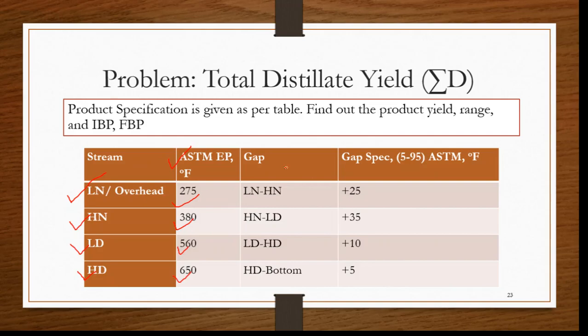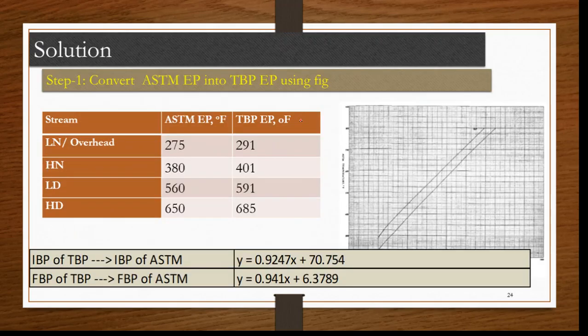Then the next information is a 5-95 gap. This value is also given between the two adjacent products, like light naphtha and heavy naphtha. The value is given between heavy naphtha to light distillate, between light distillate to heavy distillate, and heavy distillate to bottom. So with the help of these two values we have to find out the total distillate yield. Let us take the steps.